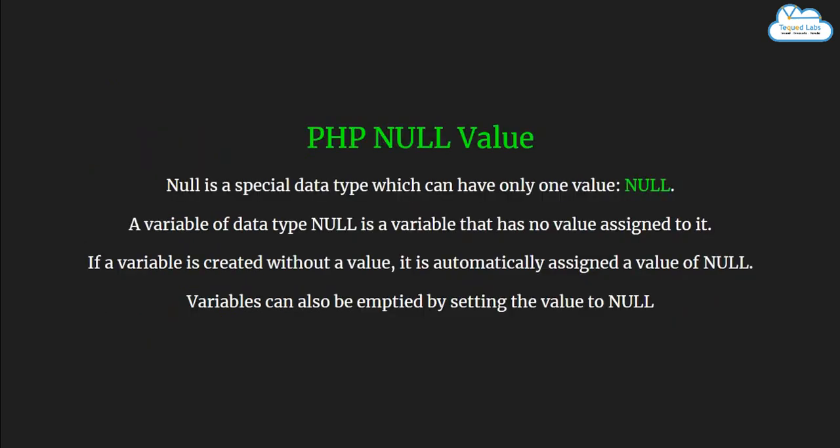Next we have the PHP null value. Null is a special data type which can have only one value, that is null, completely null. A variable of data type null is a variable that has no value assigned to it. Null means nothing, it does not contain anything, right? If a variable is created without a value, it is automatically assigned a value of null. Variables can also be emptied by setting the value to null.